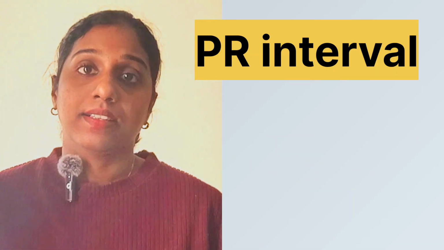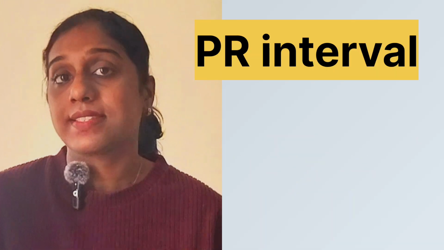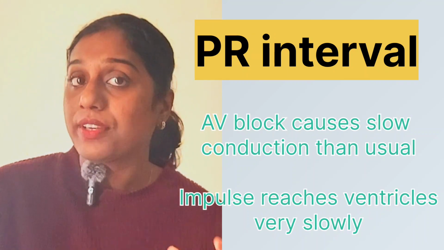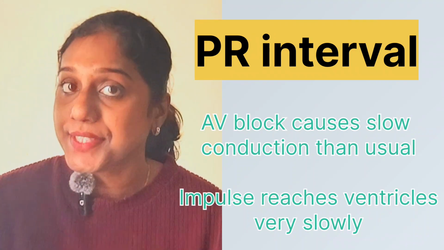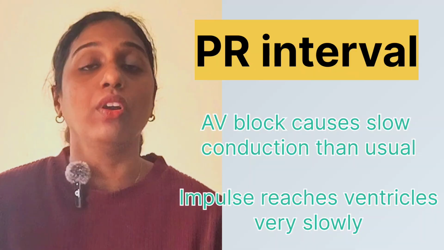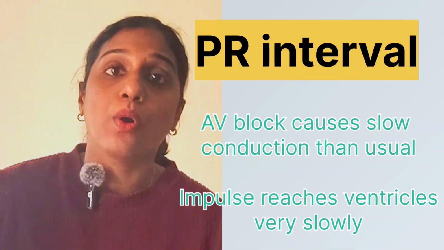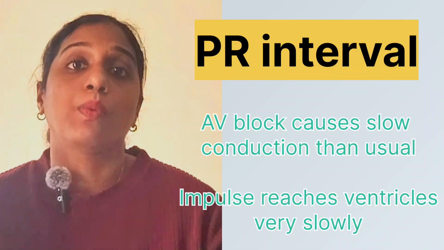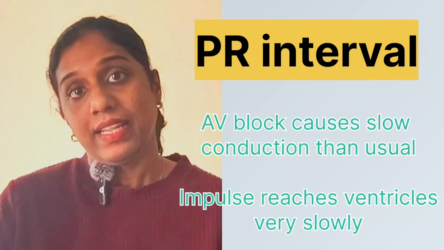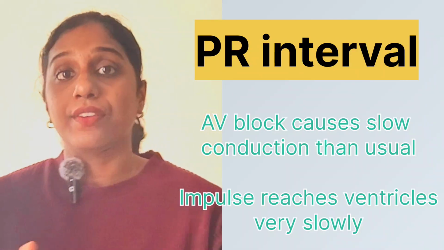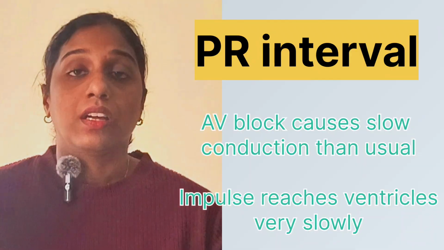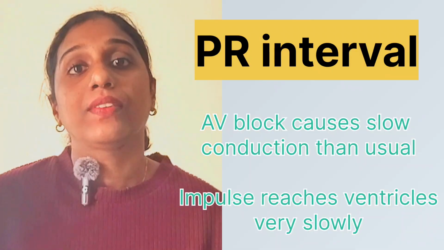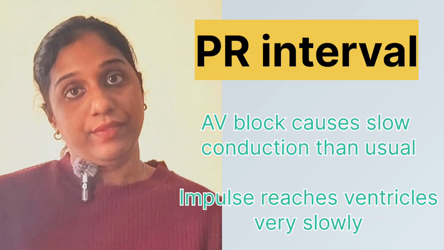That is because of what happens in AV block, first degree AV block. The AV node is already a delay station. When the impulse reaches the AV node, the impulse slows down. But in case of AV block, again the impulse gets slower than usual, and the impulse reaches the ventricles very slowly. So ventricles get activated very slowly. So we will get a prolonged PR interval.